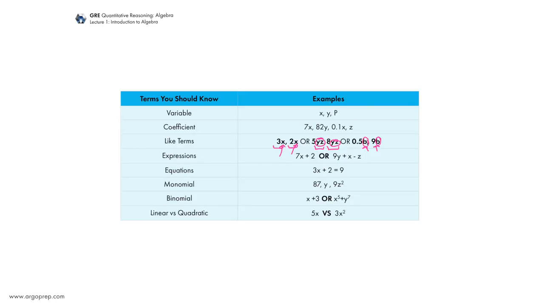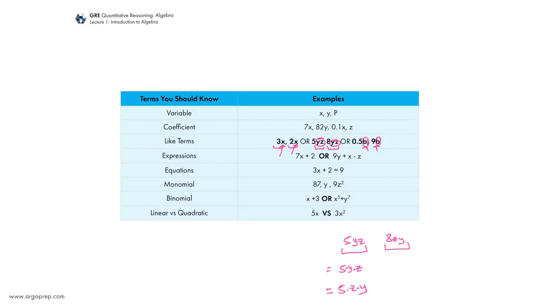How about if I wrote this? What if I said 5yz and 8zy? Now, this is very important. These are also like terms. Why? Because, remember, all you're doing is multiplying these variables. This is 5 times y times z. And if you remember the commutative property of multiplication, this is the same exact thing. I can rewrite this as 5 times z times y.